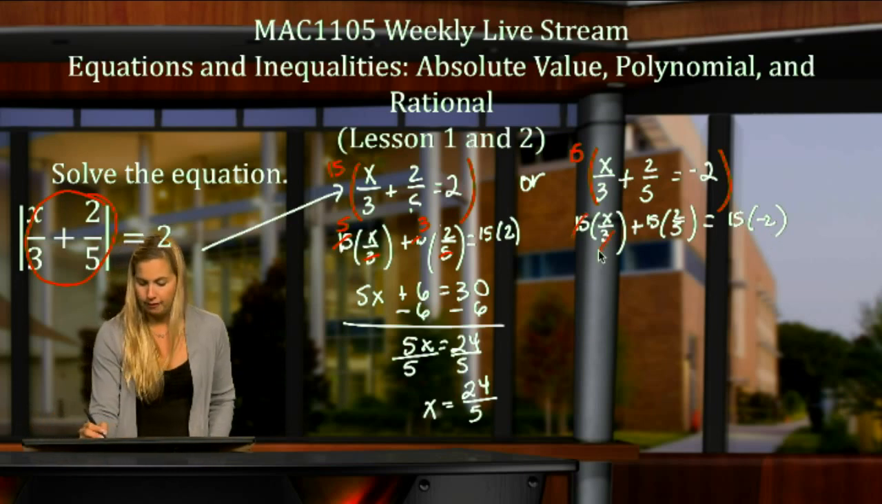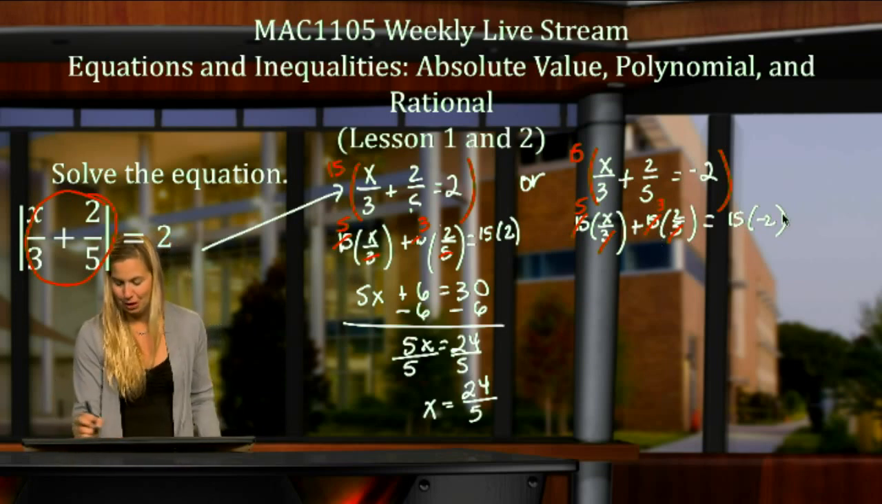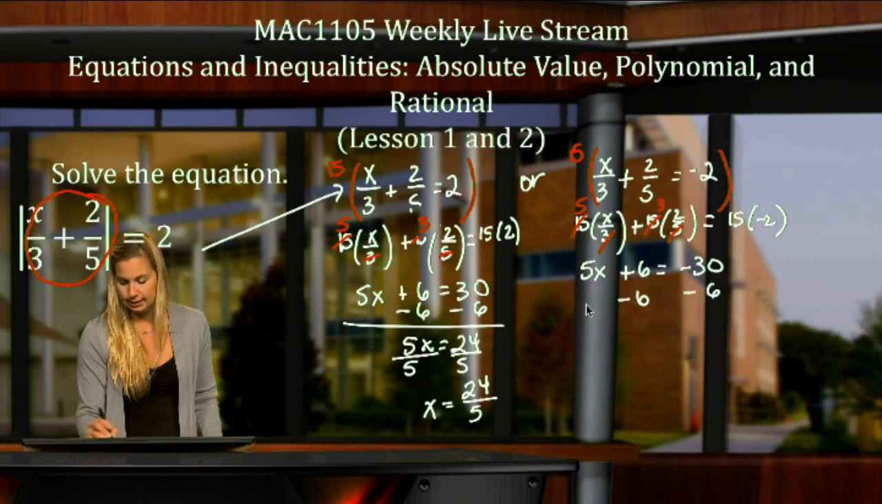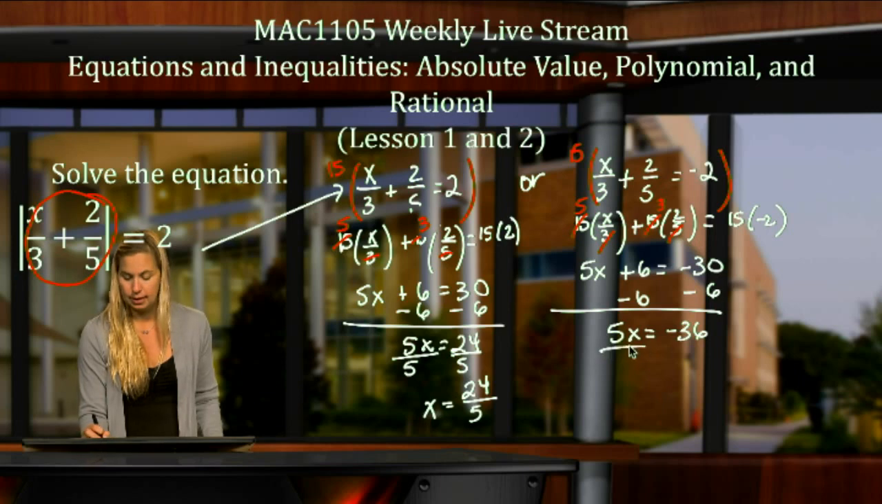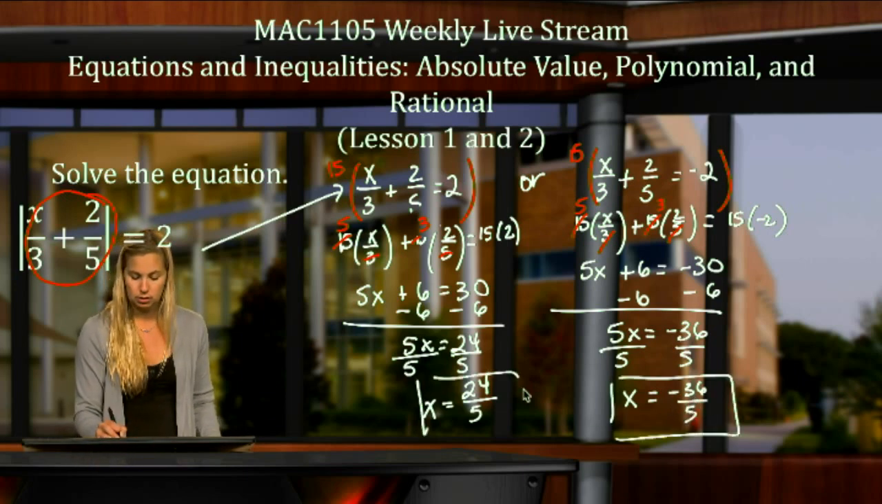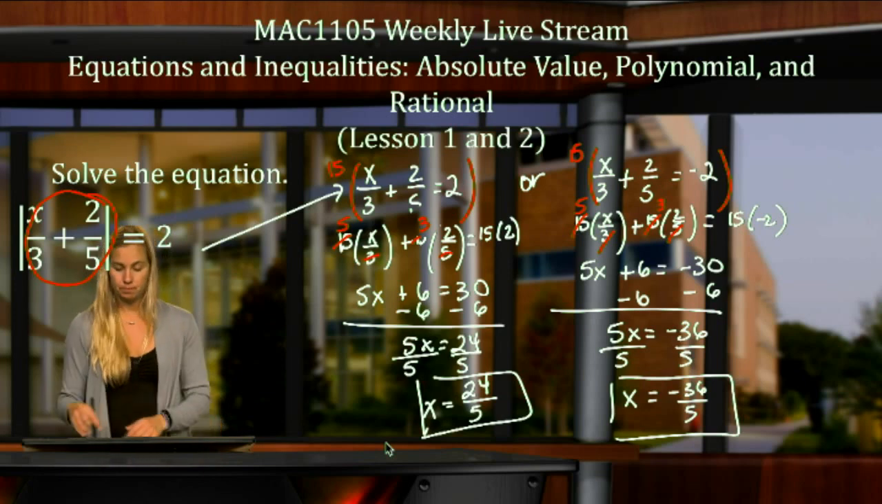Now I can simplify. 15 over 3 is 5. 15 over 5 is 3. And then we don't have any canceling out on the last term. We have 5x plus 6 equals negative 30. Subtract 6 from both sides. 5x equals negative 36. Divide both sides by 5. X equals negative 36 over 5. So we ended up with two solutions for this equation.